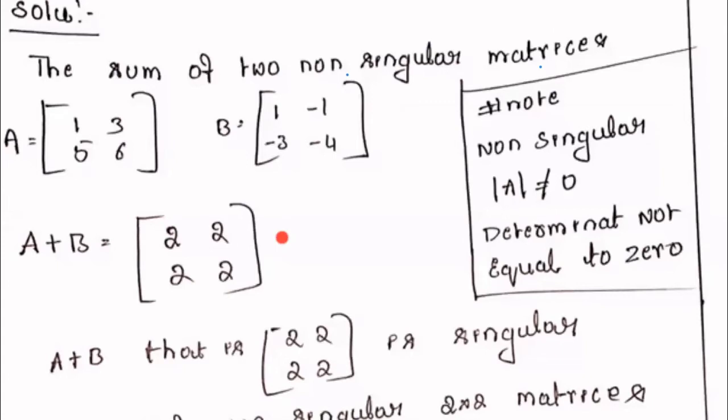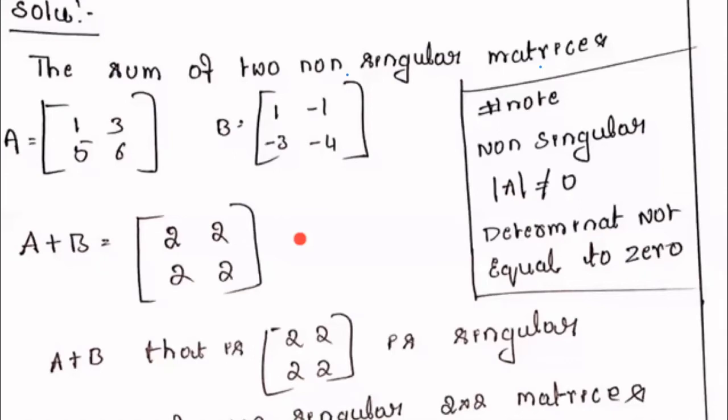Here you have to prove that, see, A plus B, right? Here you are adding A plus B. What is the answer you get? 1 plus 1 is 2, 3 minus 1 is 2, 5 minus 3 is 2, 6 minus 4 is 2. You calculate the determinant of this. 2 into 2 is 4, minus 4, it becomes 0. So after adding non-singular matrices, you are getting a singular matrix.